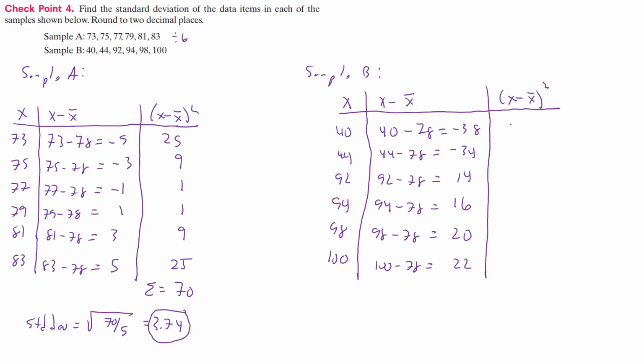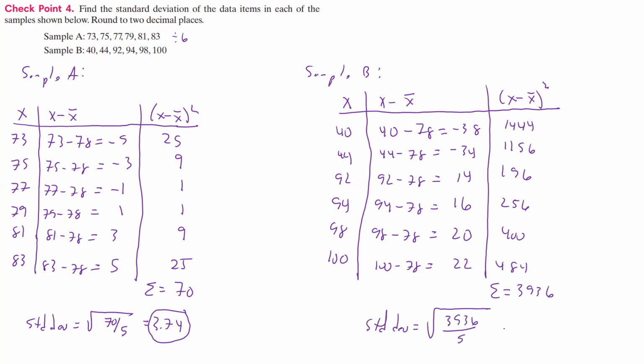All right, so let's write all those down. So here we had 1444. Here we had 1156. Here we had 196. That was 256. That was 400. And that was 484. And the sum was equal to 3936. And so the standard deviation was the square root of 3936 over 5. And we said that was 28.07. Okay. So that was how we got those. So now let's go back and let's do all this again by calculator.